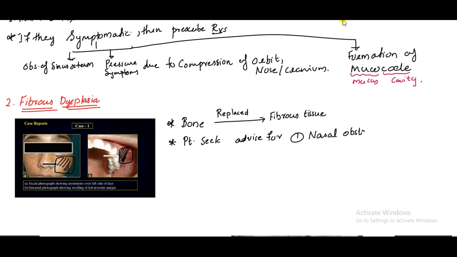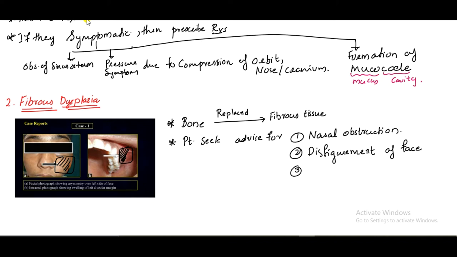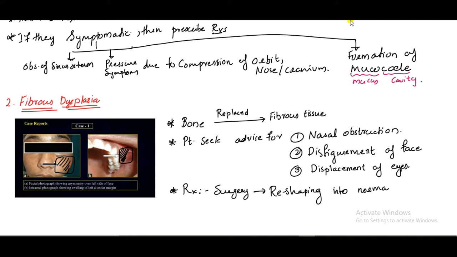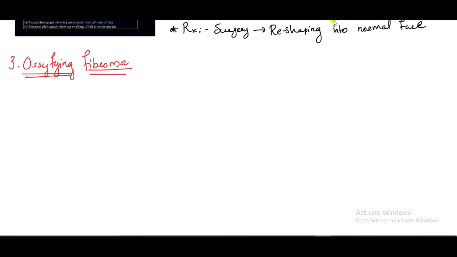The patient seeks advice in three cases: nasal obstruction due to the tumor enlargement, disfigurement of face, and displacement of eyes. You can see in this patient the right side is normal in shape, and the left side is enlarged. That is the disfigurement of face. The treatment for fibrous dysplasia, or all kinds of paranasal tumor, is surgery. The surgery is mainly concerned with reshaping the normal face of the patient.